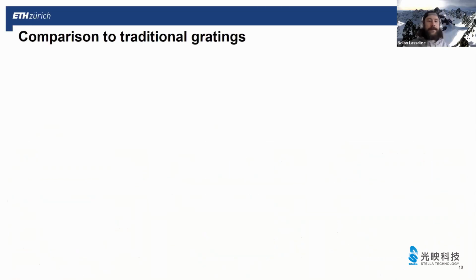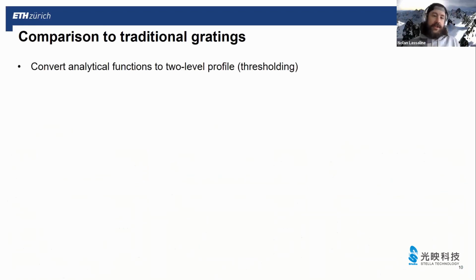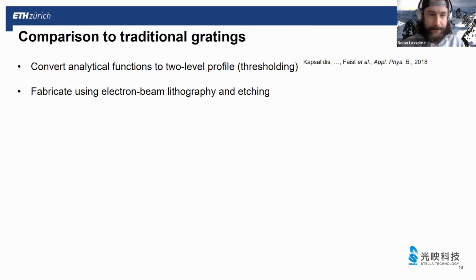And at this point, you may be wondering how these wavy surfaces compare to what people have been doing with more traditional methods. And just to show an example, if we take these analytical functions from the previous slide and we convert them to a 2-level profile with a thresholding procedure, and just to show that this is not some random approach, this is actually being used in very modern laser designs, and this one here from Jerome Feist's group at ETH, a notable laser group, this is how they actually make some of their complex diffractive surfaces.